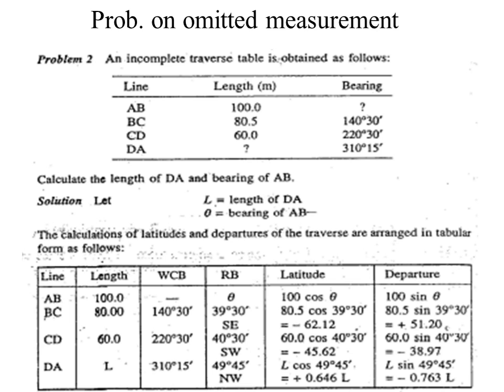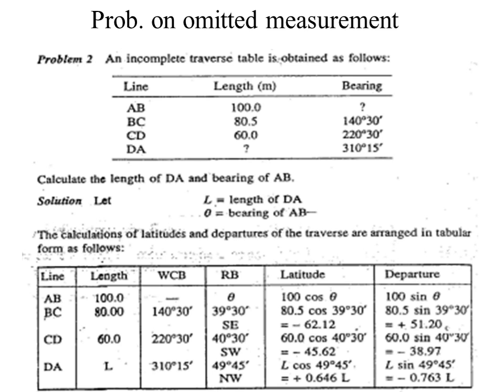So in the given problem, the lines AB, BC, CD and DA, that is a station consisting of 4 points, are given, and the lengths and bearings are given. For the first line AB, 100 meters is the length, but the bearing is missing, it is not taken. So therefore we are going to consider this as an omitted measurement. Similarly for line BC, length and bearing are given. Similarly for line CD, length and bearing are given. But for DA, length is not known but bearing is known.